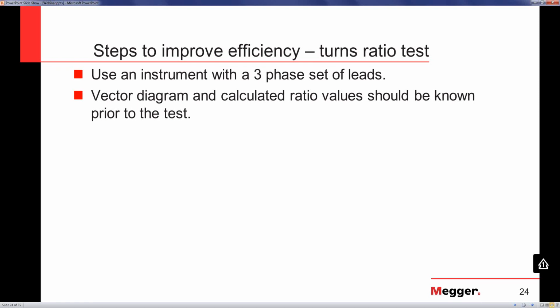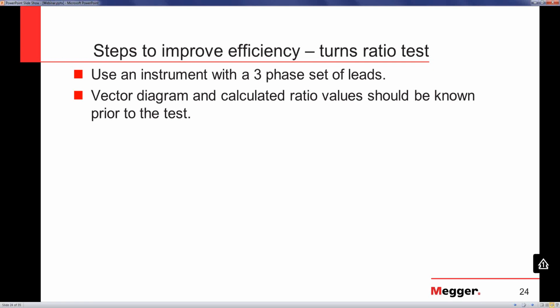Now that we have covered all the tests, let's look at ways to improve efficiency. As regards turns ratio test, a lot of time can be saved by using an instrument with a three-phase set of leads. If you're using a single-phase instrument, then knowing the vector diagram is always helpful, because you will know if it's a delta winding, you will know exactly where to connect the leads. If you're using a three-phase instrument, the instrument does that for you if you select the right vector group. So interpretation of vector diagram is important, and you need to know the values beforehand.